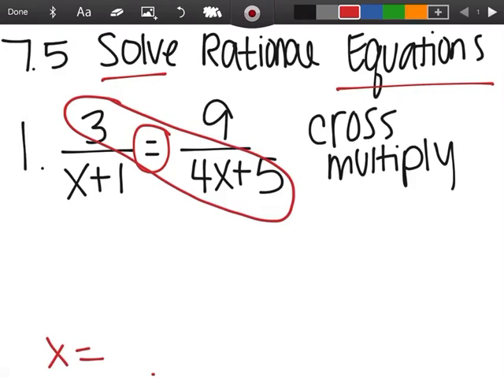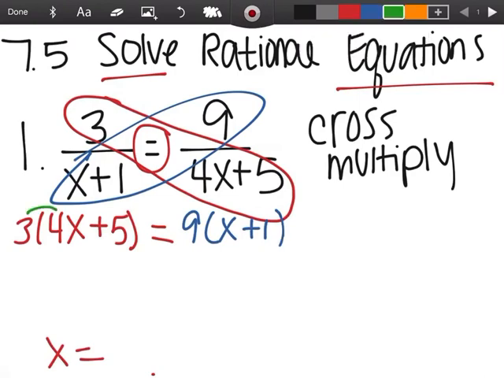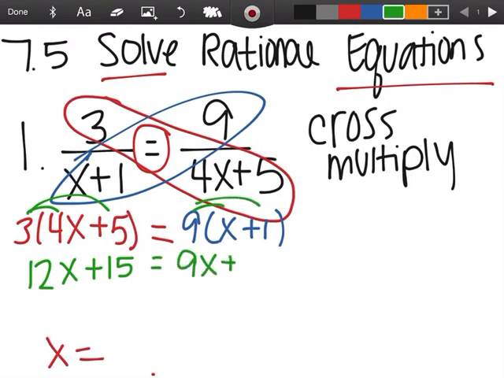That means I multiply 3 times 4x plus 5, and I set that equal to 9 times x plus 1. And I could have done the blue side first. That could be flipped around as long as the 3 is getting multiplied by the 4x plus 5 and the 9 is getting multiplied by the x plus 1. So I distribute the 3, I get 12x plus 15. And then I distribute the 9 and I get equals 9x plus 9.